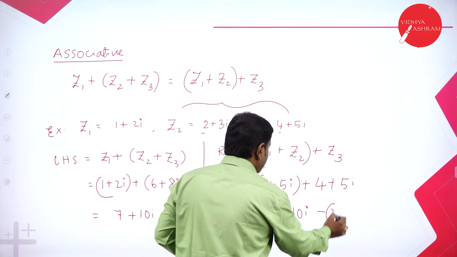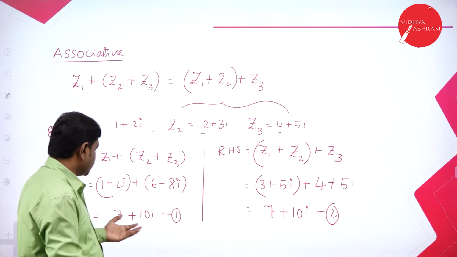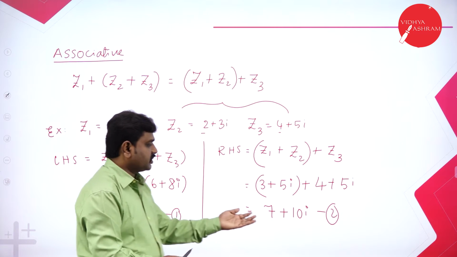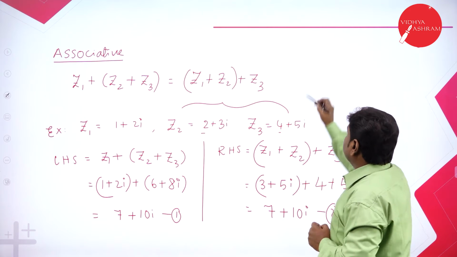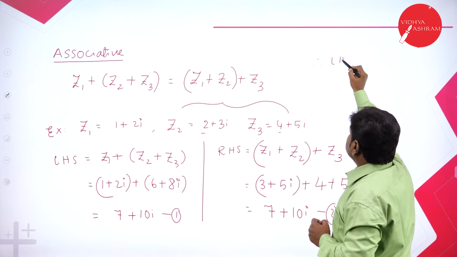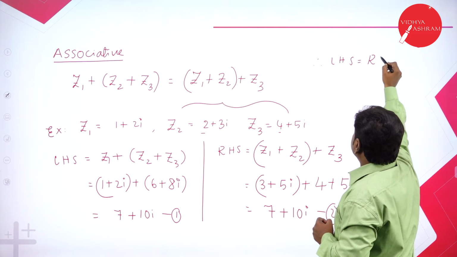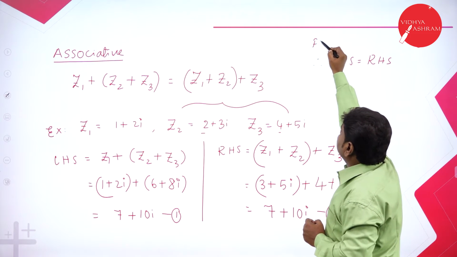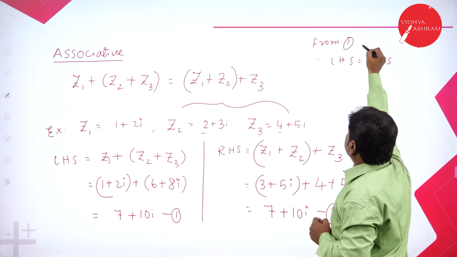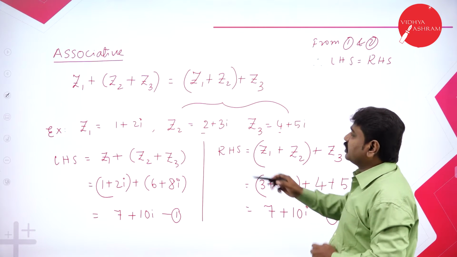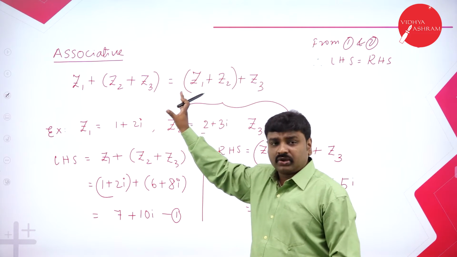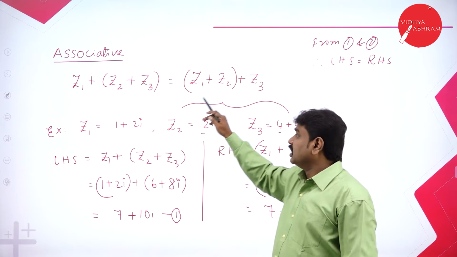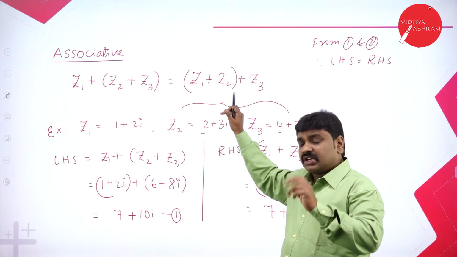Call it as 2. Observe 1 and 2. What is equation 1? 7 plus 10i. What is equation 2? 7 plus 10i. Are they same? Yes, they are same. So therefore I can say LHS is equal to RHS. From equation 1 and 2 I got this conclusion. So therefore this is equal to this. Means z1, if you add it to the sum of z2 and z3, it is same as sum of z1 and z2 added to z3.